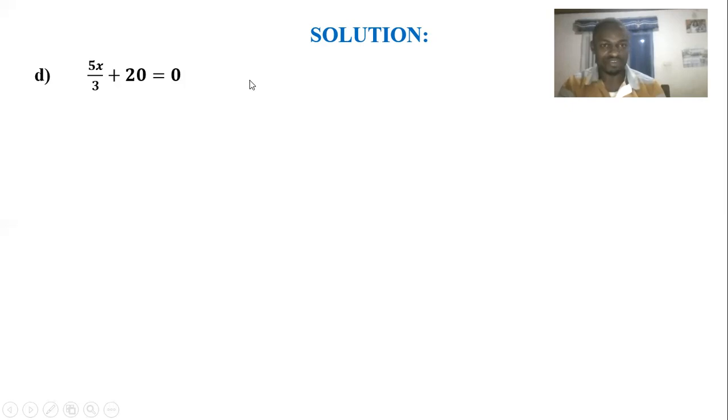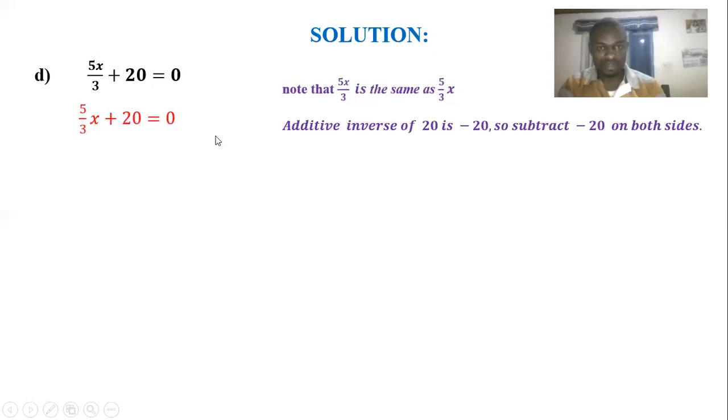So what we do is we note that 5x over 3 is the same as 5 over 3 times x. And in this one, we see that the coefficient of x can be clearly taken out, as can be seen here. In the standard form now, we remove 20, which is the constant, by subtracting negative 20 on both sides.